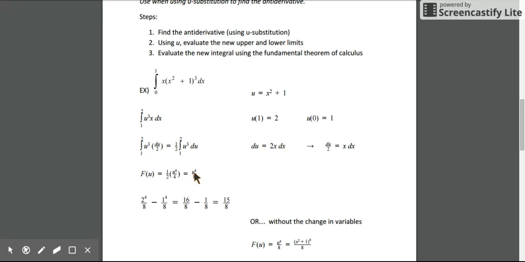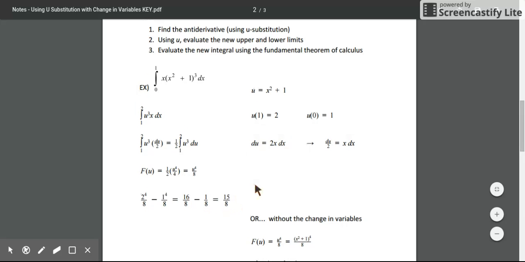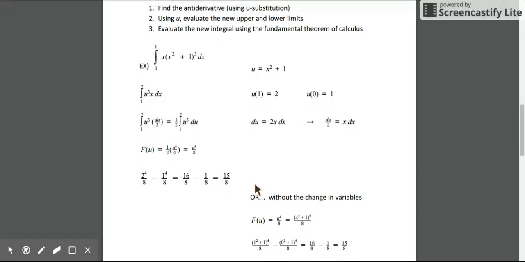So evaluating my antiderivative using my new upper limit of 2, I got 2 to the 4th over 8. And then I'm going to subtract my antiderivative evaluated at my new lower limit of 1. So if I plug 1 in, I get 1 to the 4th over 8. So subtracting these two values, I have 16/8 minus 1/8. That gives me 15/8.